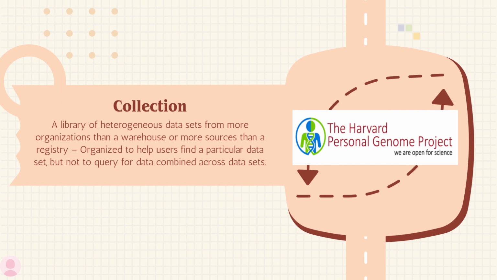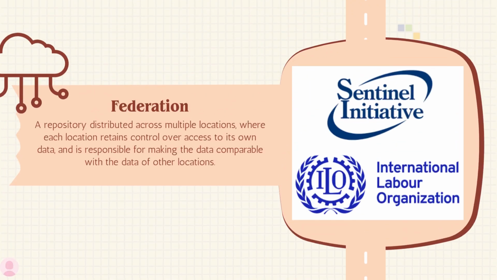Okay, number 5, collection. A library of heterogeneous data sets from more organizations than a warehouse or more sources than a registry. It is organized to help users find a particular data set but not to query for data combined across data sets. Last one, number 6, federation. A repository distributed across multiple locations where each location retains control over access to its own data and is responsible for making the data comparable with the data of other locations.